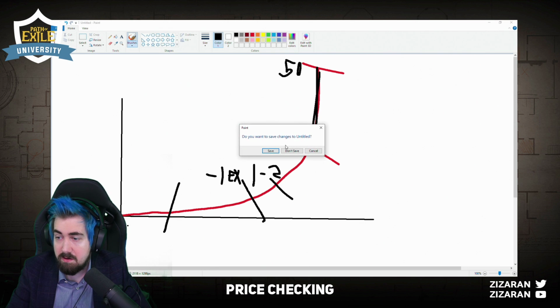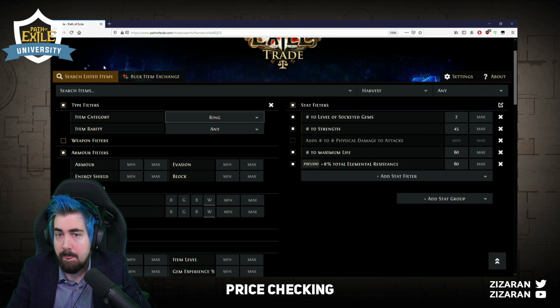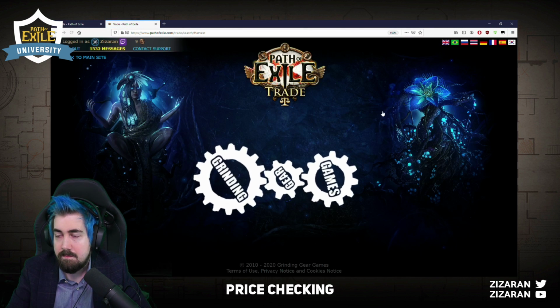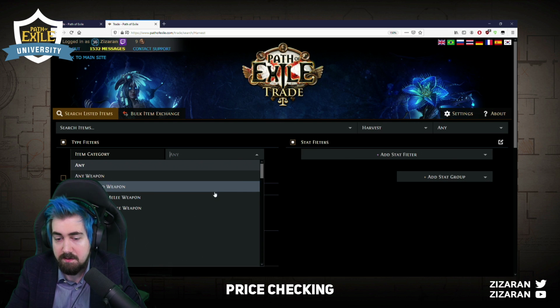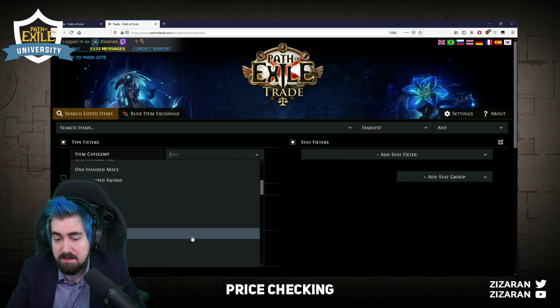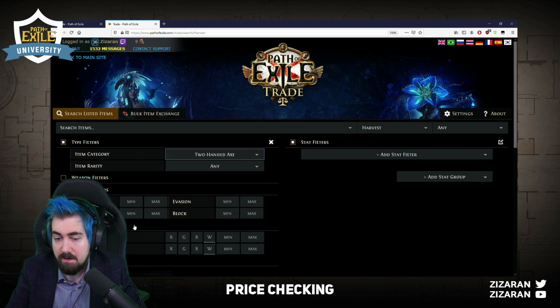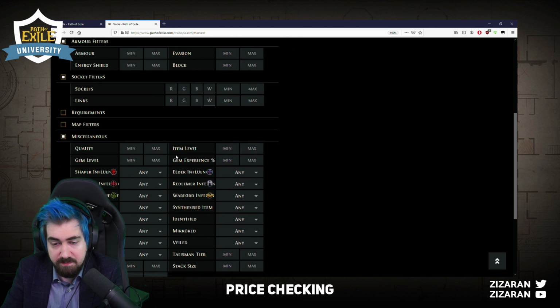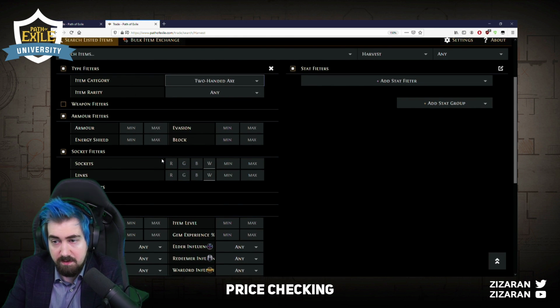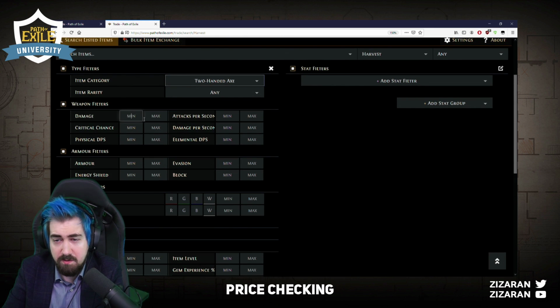So let's go look at that in practice a little bit. Let's look at axes. We'll look at two-handed axes. And then let's take a look at different DPS filters here. Where on earth are they? Oh, I'm an idiot. That's why. So physical DPS, that's the stat we care about here in particular.